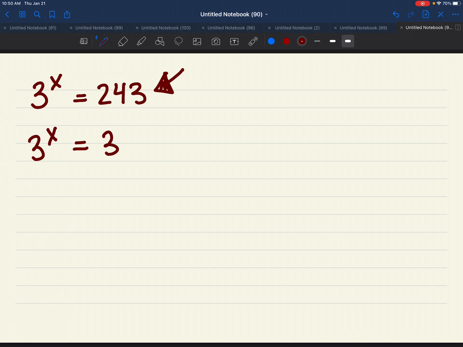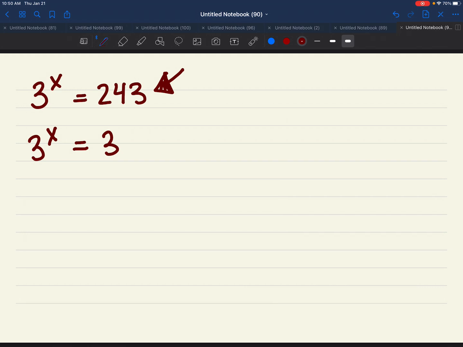Okay. Can anyone tell me 3 to what power is 243? 5. How do you know that, Blakely? Because you plugged it into your calculator. Did you get 5 the first time you tried it? No. What did you try first? 7. Okay, and it was too big, right?